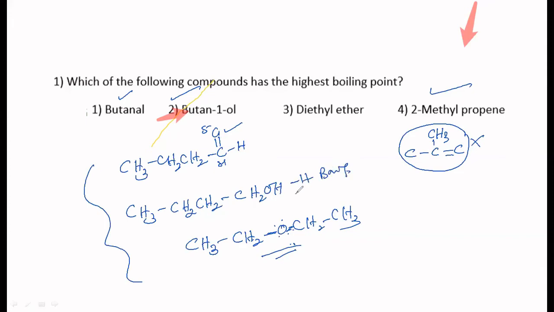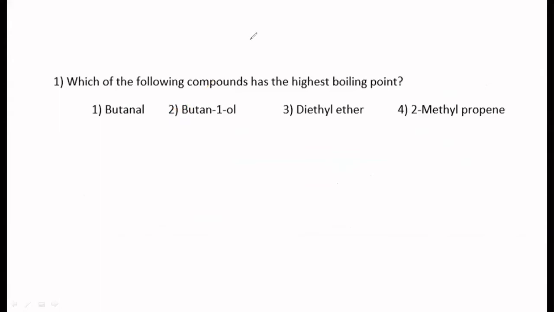So hydrogen bonding will have stronger intermolecular forces. Magnitude of force of attraction will be more. So therefore, butanol is the correct option. Alcohols will always have higher boiling point than aldehydes. Aldehydes in turn will have higher boiling point than ketones. Okay, so all of you must have got the answer for this.